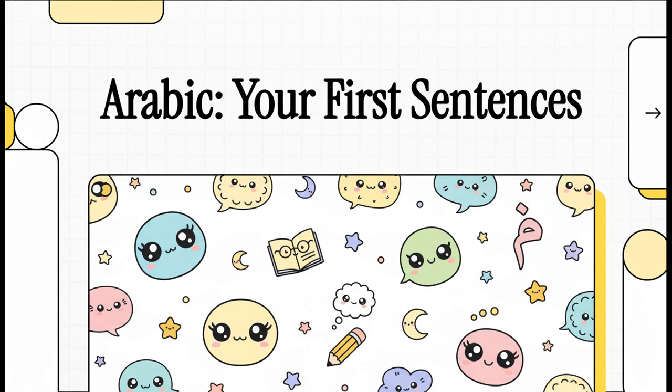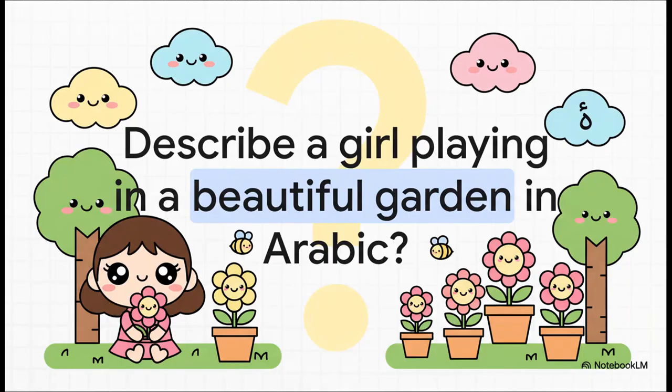Have you ever wanted to speak a little bit of Arabic, but felt like you had no idea where to even begin? Well, today we're going to change that. We're going to build your very first sentences from the ground up, using just a few simple building blocks. Let's dive right in. Let's paint a picture. Imagine a girl playing in a beautiful garden. How in the world would you say that in Arabic? I know, it might sound a little complicated, but I promise you, by the end of this, you'll be able to describe this exact scene.